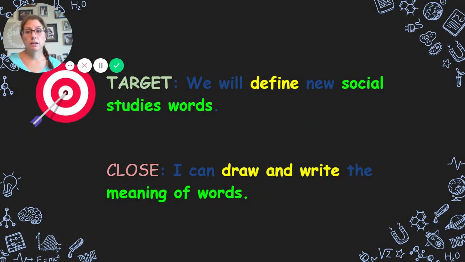I told you at the beginning of our time together, we were going to define or figure out the meaning of some new words. Today, we defined 3 words. We defined citizen, community, and responsibility. Now we're going to write about one of those words. I'm going to show you how, and then you're going to pick a word to write about.